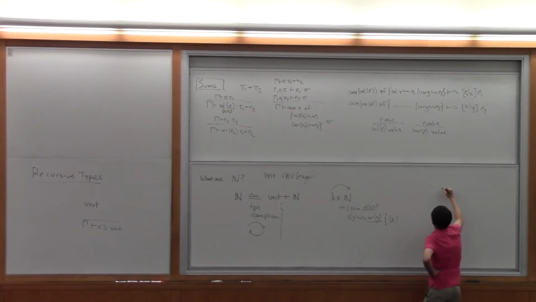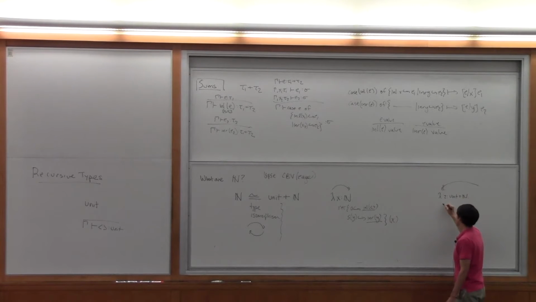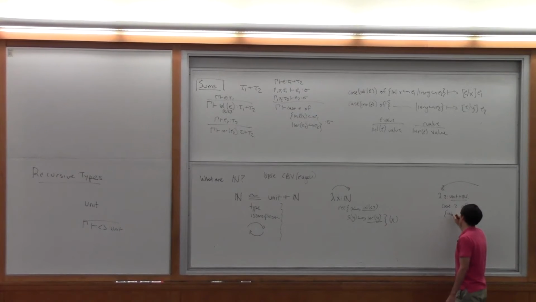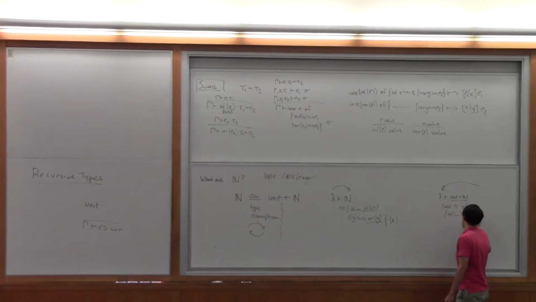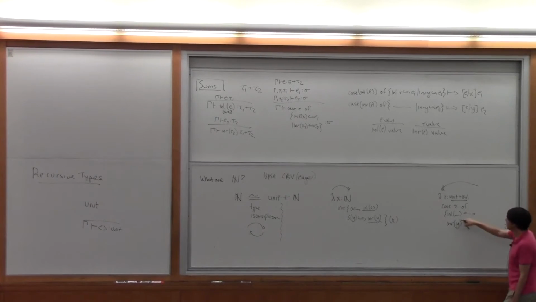Okay? What about coming back the other way? Lambda, I don't know what to call it, z colon unit plus N. What do we do with a sum? We case analyze it. Case z of, if it's in left of I don't care, then we'll do something. And if it's in right of, let's call it y, then we'll do something. What syntax did I use up there? The hooks. Okay. So where should we send in left of whatever? 0. Where should we send in right of y?